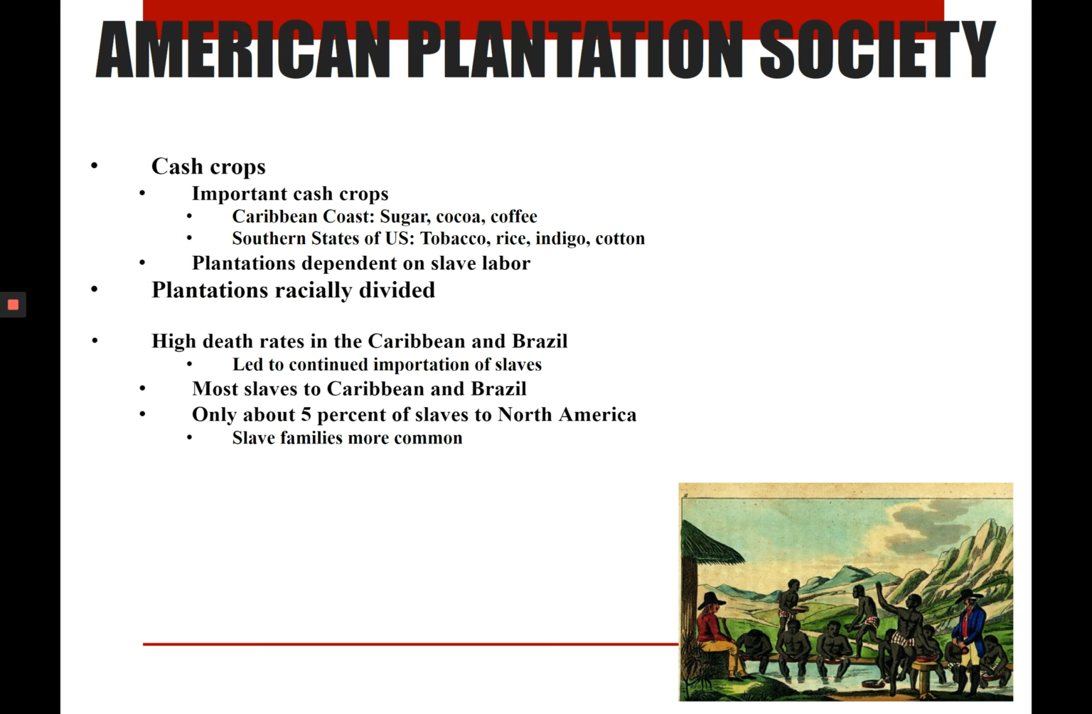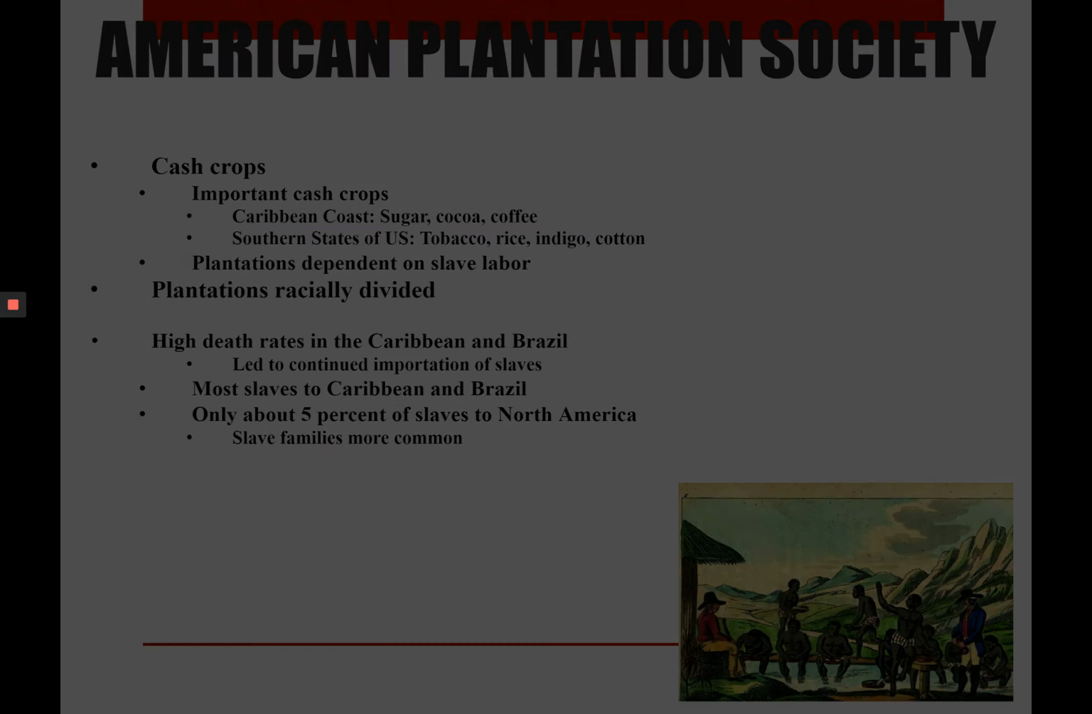And there were also very few families, slave families, that were created in the Caribbean and Brazil. There weren't many women brought to those regions. And so you didn't have a large number of slave families that were created. And so because of this, they had to have this constant importation of new slaves. And that's why most of the slaves brought to the Americas continued to go to the Caribbean and to Brazil.